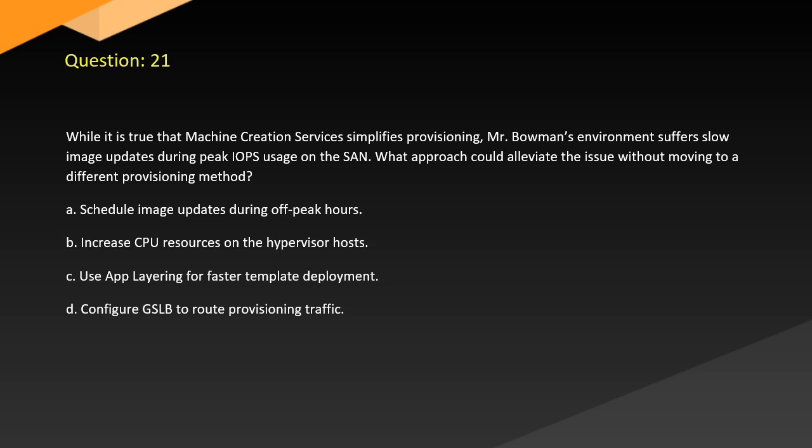Question 21. While it is true that Machine Creation Services simplifies provisioning, Mr. Bowman's environment suffers slow image updates during peak hypervisor usage on the SAN. What approach could alleviate the issue without moving to a different provisioning method? A. Schedule image updates during off-peak hours. B. Increase CPU resources on the hypervisor hosts. C. Use app layering for faster template deployment. D. Configure GSLB to route provisioning traffic.